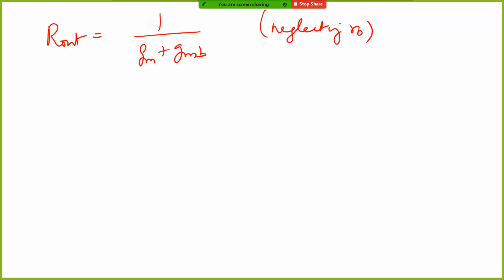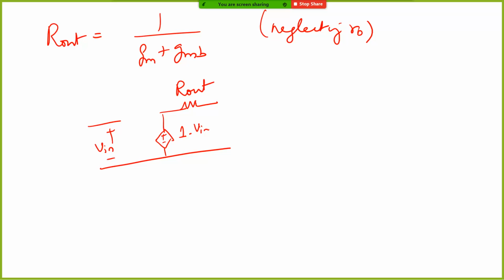So what we are seeing here is a common drain amplifier. The input impedance is very high, but the output impedance is very low. You can think of this as something like a unity gain buffer. Let's say this is Vin, the input impedance is very high, and the output is almost equal to 1 times Vin, or some factor AV times Vin, where AV is very close to 1. So this becomes a very good voltage buffer.